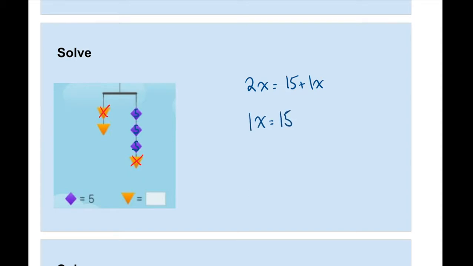So that tells me that one triangle is equal to 15. This would be my solution because, again, if there's no number in front, we can assume it's 1. So we can say that the solution to this is x equals 15, or the triangle equals 15.